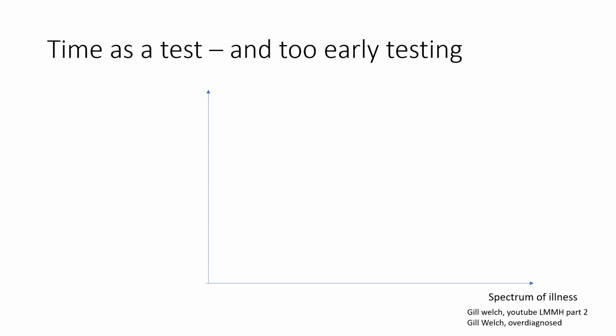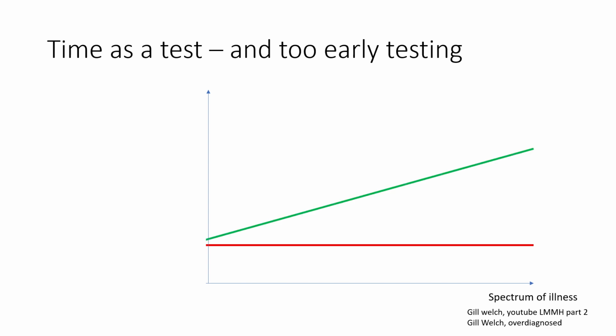So there's this concept that I just wanted to walk through with you quickly. Gilbert Welch talks about the spectrum of illness. Let's say this is the patient you think has appendicitis, right? And then the harm of treatment is usually stable. If we say the treatment would be surgery, whether you have a mild appendicitis or a severe appendicitis, the harms are more or less stable. And the benefits are going up.